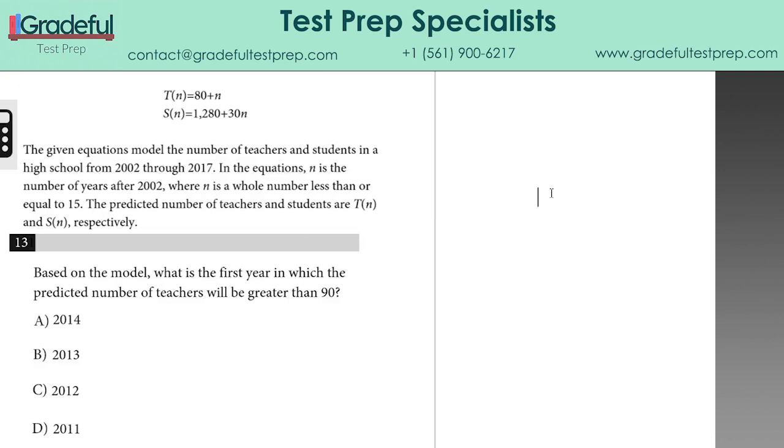Question 13 is asking us, when will the predicted number of teachers, which we know is T, the predicted number of teachers right here is T, when will that be greater than 90? So this is our predicted number of teachers, and that is supposed to be greater than 90. So with that inequality, we can go ahead and start solving, take away 80 from both sides, and n is greater than 10. Now, the greater than inequality means that it cannot be 10.